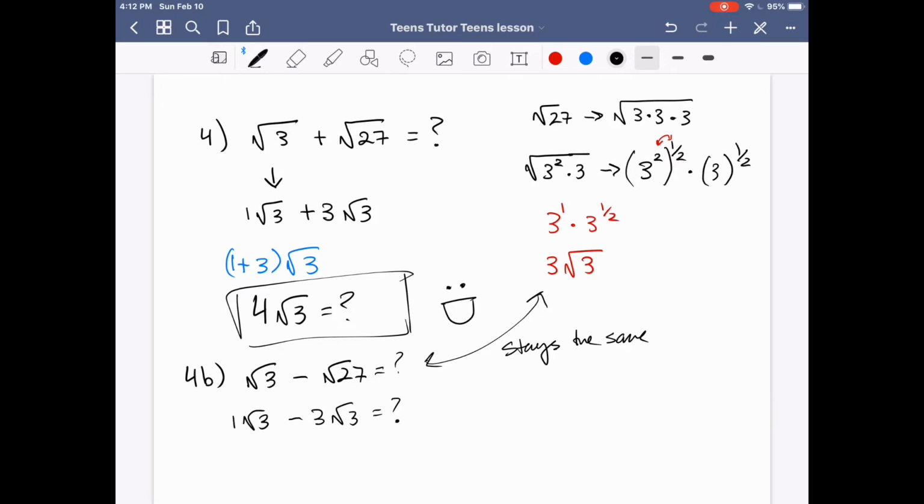And you just think of it as the same concept that you did when you're adding, when it would be 1 minus 3 square root of 3. And that would actually equal, in this case, negative 2 square root of 3 equals question mark. That's your final answer.